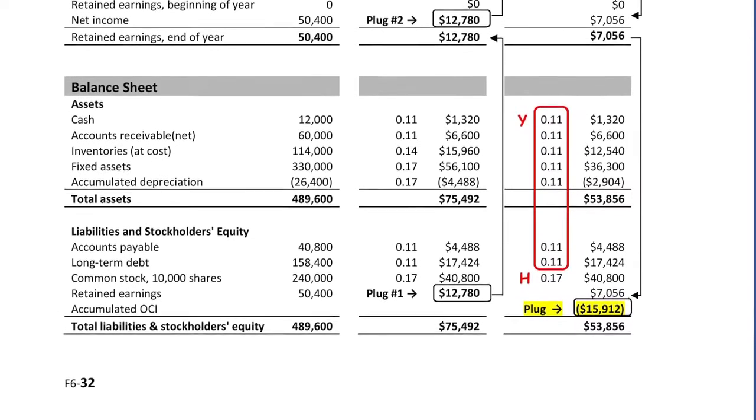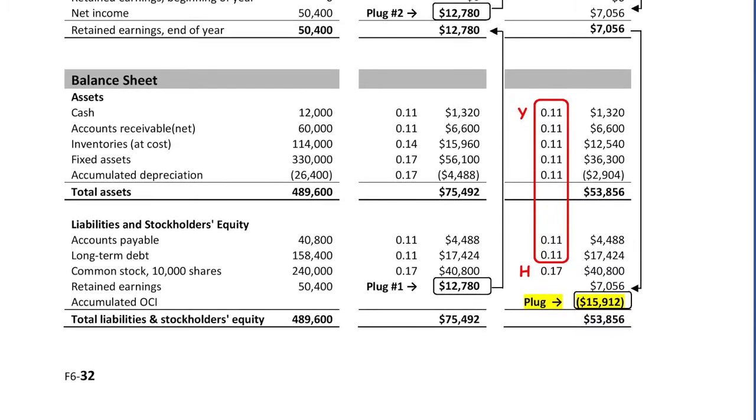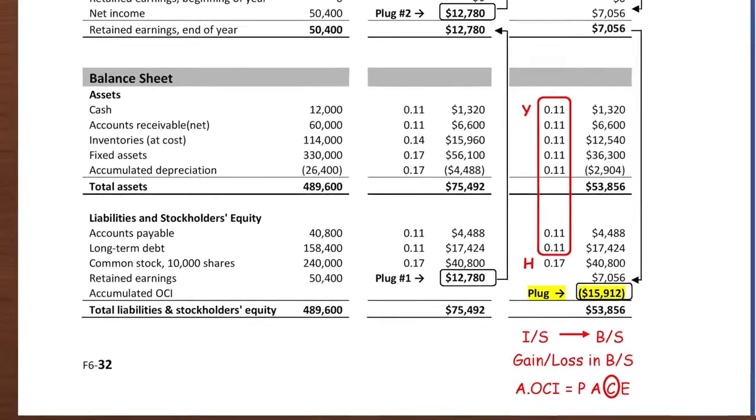So guys, we can see that for translation, we are moving from the income statement to the balance sheet. The gain or loss is in the balance sheet. So the gain or loss on translation gets parked in accumulated OCI, and PACE, circle the C, because the C of PACE is currency translation gains and losses.